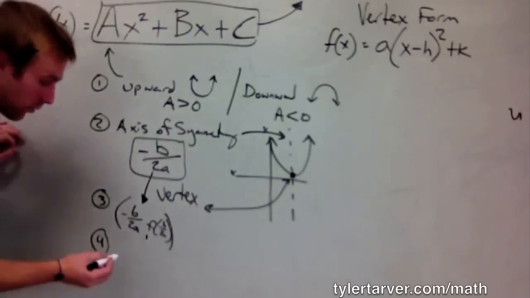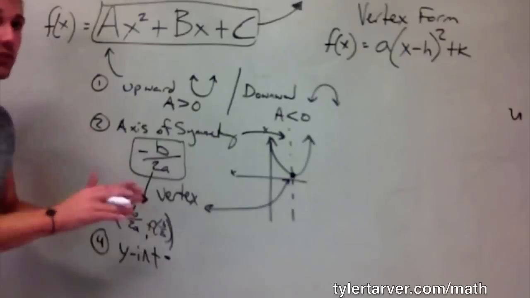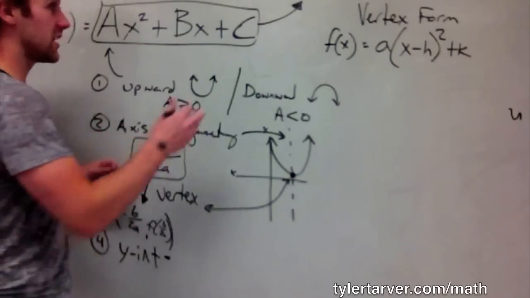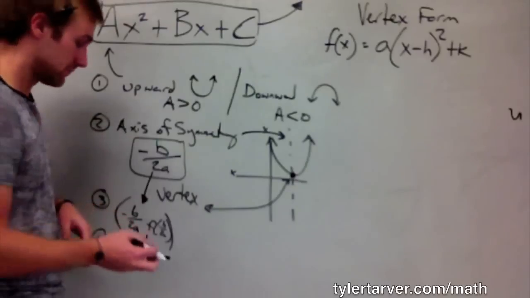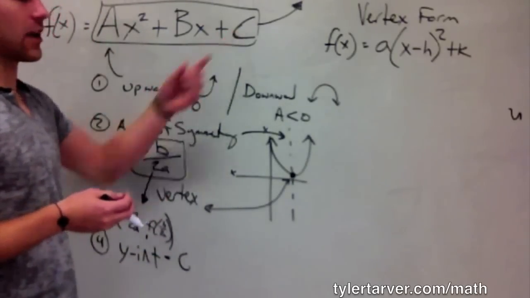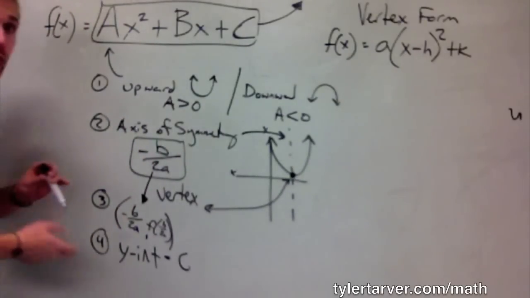Last thing is if you want to find the y-intercept. Now this is tough, so please pay attention. If you miss this, you'll never, ever be able to figure this out. The y-intercept is always the c. You're done. That's all you got to do. You just look at whatever number is hanging out with no x, and that's your y-intercept. Okay, let's do an example.